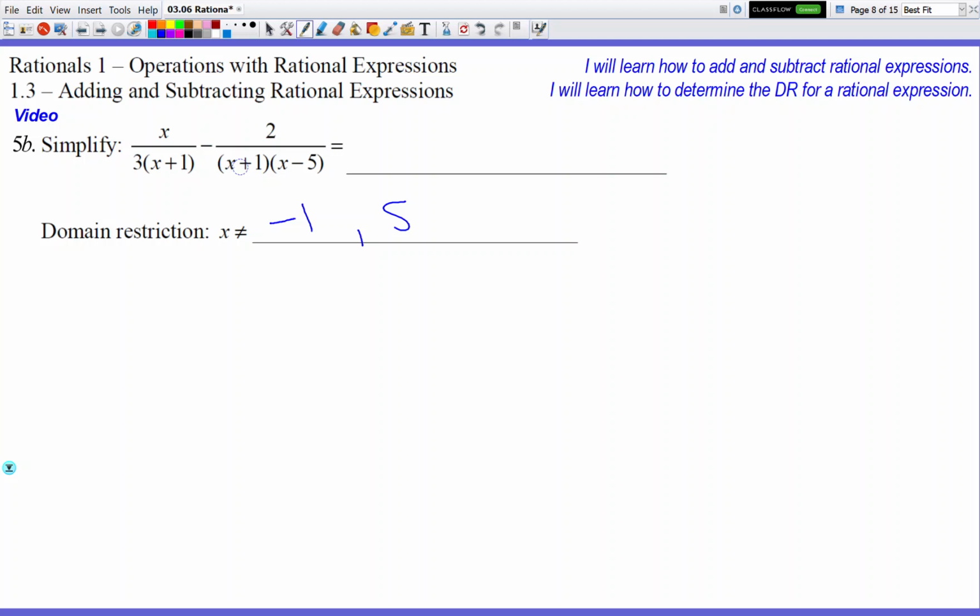Okay? So let's make the bottoms match. Do both sides have a 3? Nope. The right side doesn't have a 3, so I got to make sure I give 3 to top and bottom.